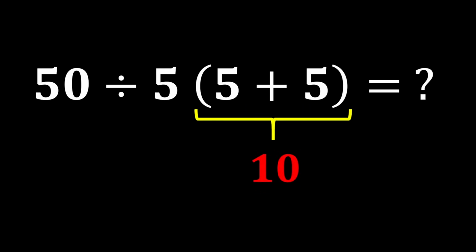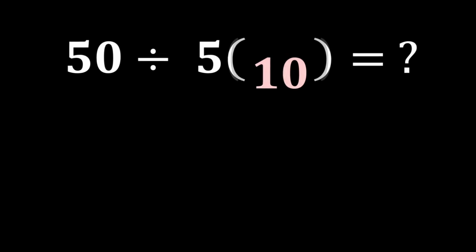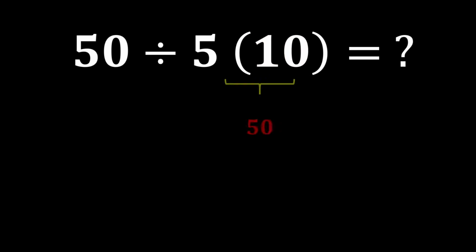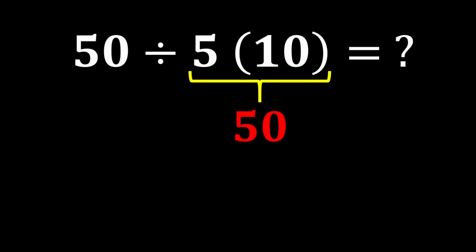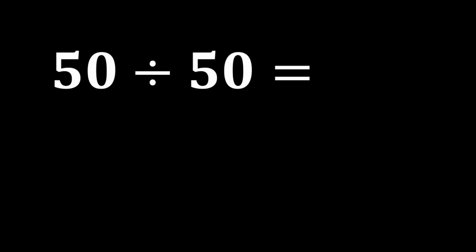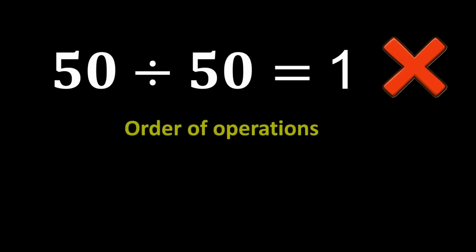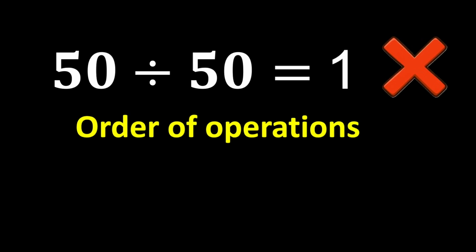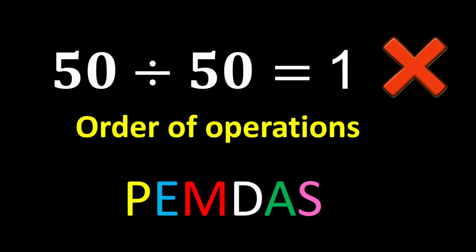5 plus 5 gives us 10. And 5 multiplied by 10 gives us 50. And in the end, 50 divided by 50 becomes 1. But this answer is not correct, because we did not follow the order of operations, which is called PEMDAS.